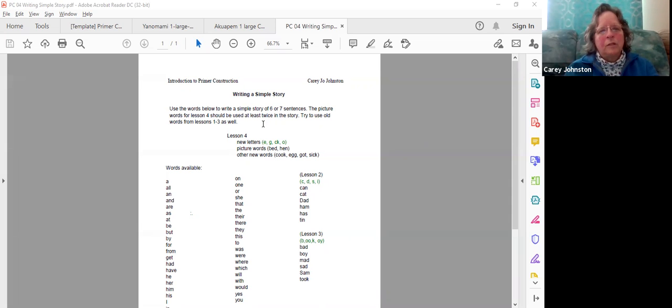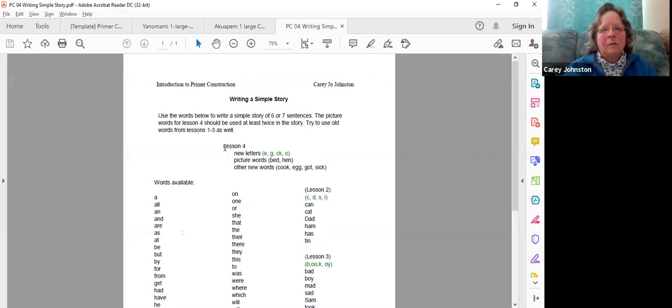It says, use the words below to write a simple story of 6 or 7 sentences. The picture words for lesson 4 should be used at least twice in the story. Try to use old words from lessons 1 to 3 as well. And so what you have here now are these from lesson 4 here.